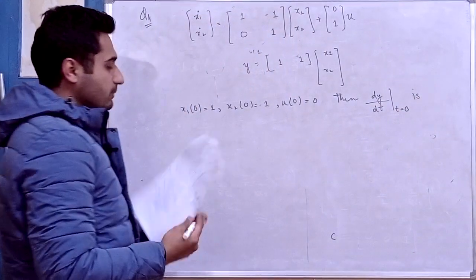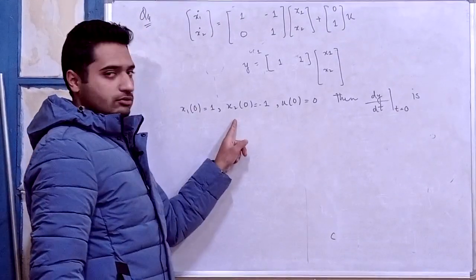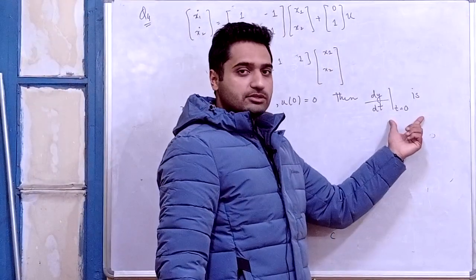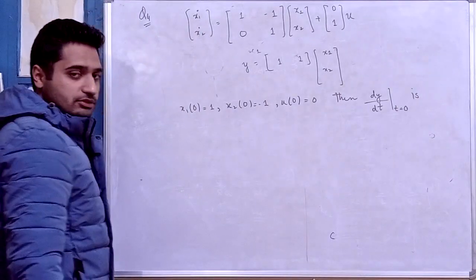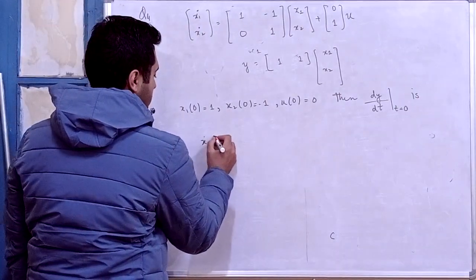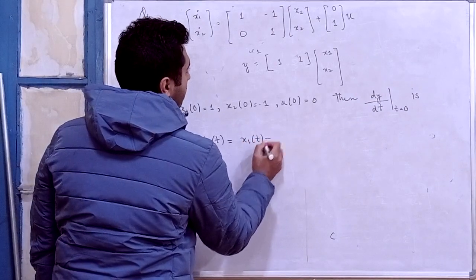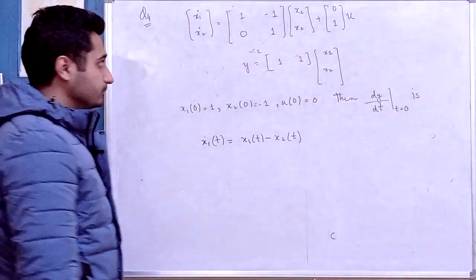This is the question. So, you have a state model, and you are given the initial conditions for x1, x2. Also, the initial condition for the input. So, you have to find dy by dt at t is equal to 0. But you can write from the first equation, x1 dot t is equal to x1(t) minus x2(t). The first equation.